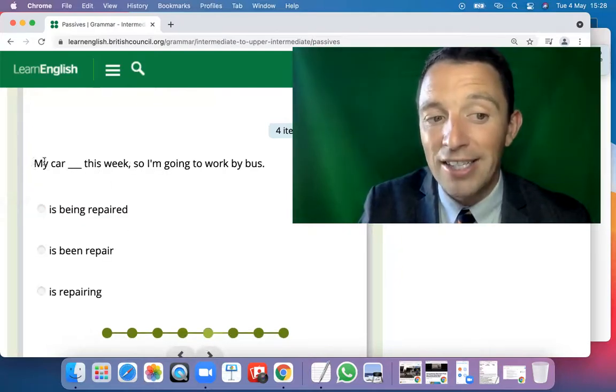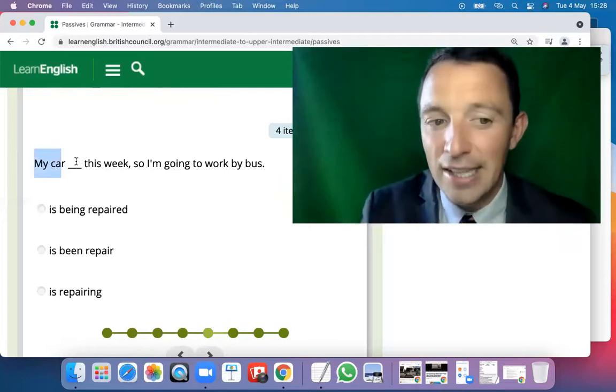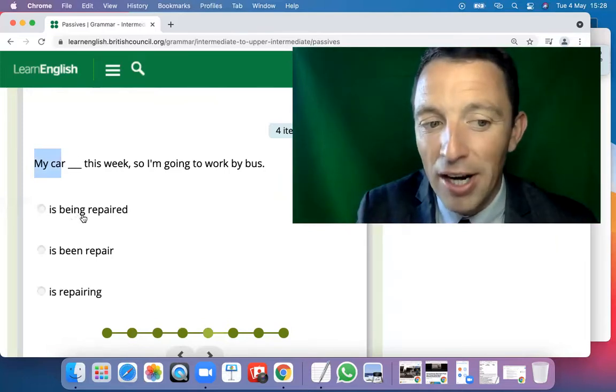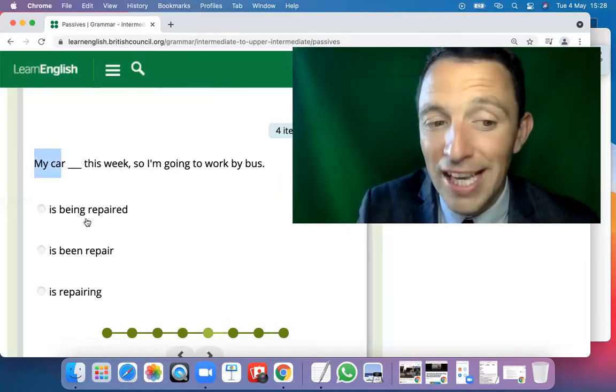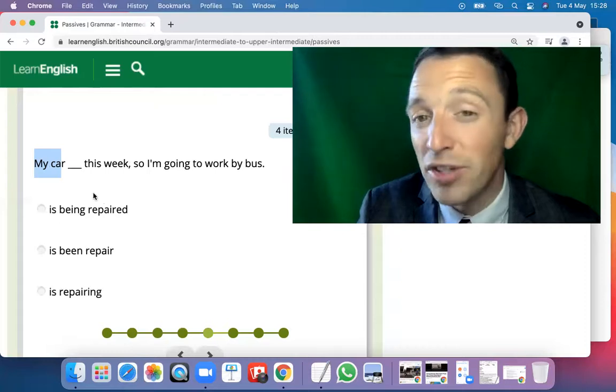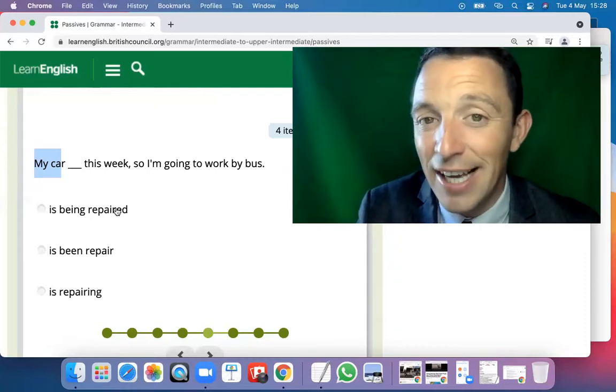So my car is the focus of the sentence. My car is being repaired. So this is the present continuous, is being, with the verb to be plus the participle. So this is definitely a candidate.